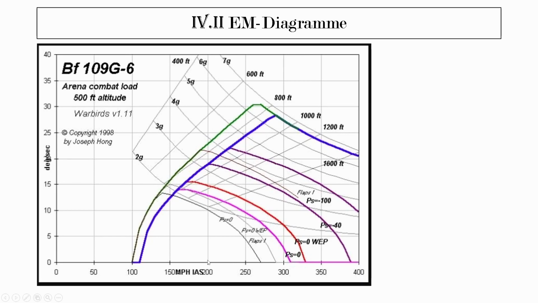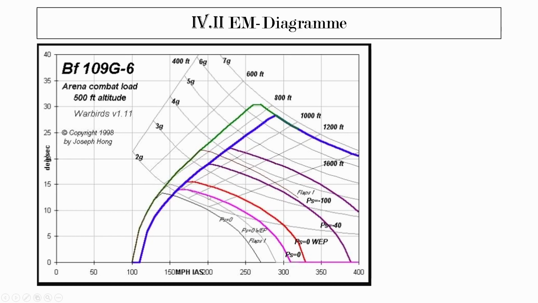But look at this example this way. Let's take this speed because that intersects with various of the power lines. Let's look at 200 miles per hour. If we were to fly 200 miles per hour in this BF-109 G6, according to this diagram, if we were to fly energy neutral, we would get about 2.3 Gs, maybe 2.4.